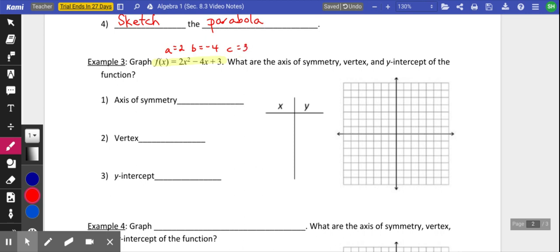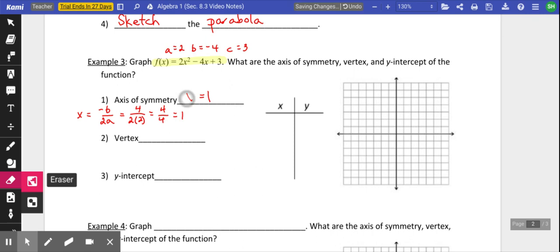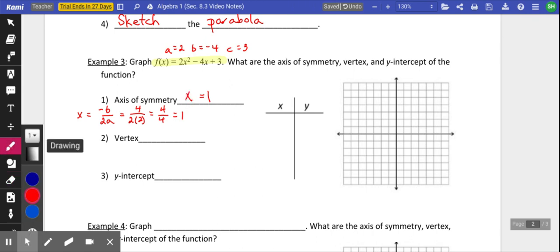For the axis of symmetry, remember we find this by doing x equals opposite of the b over 2 times the a. Opposite of the b is a positive 4, and we'll do 2 times the a value of 2. So we're going to have 4 over 4, which equals 1. For our axis of symmetry, we want to say x equals 1. We also just found the x of our vertex.